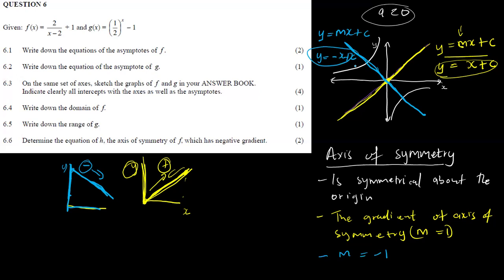Okay? I hope that is clear. I haven't spoken about the shifting of the asymptote. I haven't spoken about the deductions, but I will do it when we solve the questions, when we come across those kinds of questions, okay? I hope everything was clear.